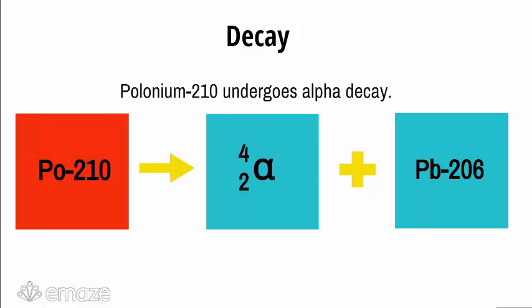Polonium-210 undergoes alpha decay. Polonium-210, being the parent nuclei, emits an alpha or helium particle, and it transmutes into a daughter nuclei, in this case lead-206.